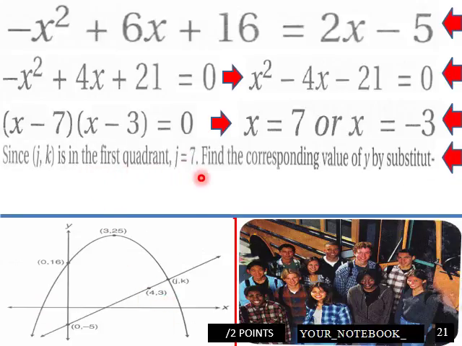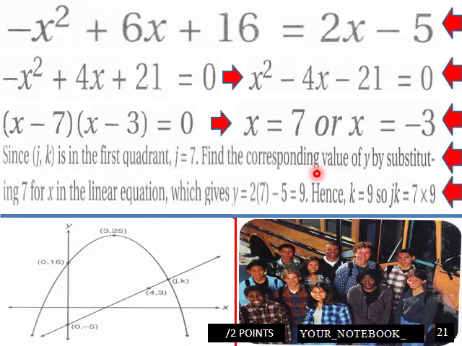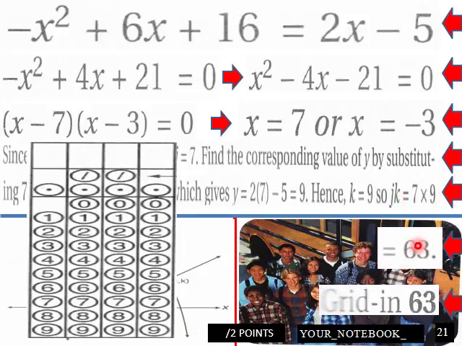In (j, k), the first coordinate, j, equals 7. Find the corresponding value of y by substituting 7 for x in the linear equation, which gives us this here. Hence, k equals 9, so jk equals 7 times 9, which is 63. And then we can put in 63.